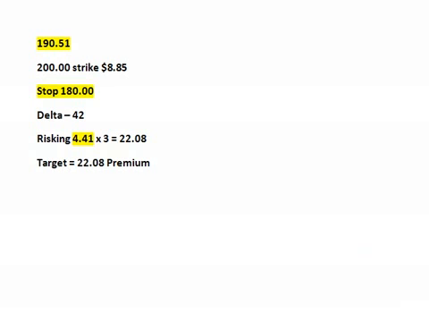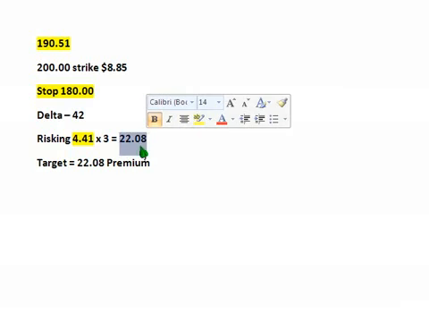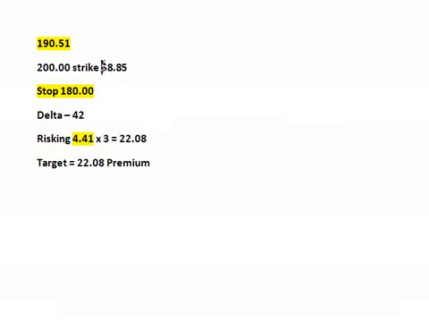If we take 4.41 and multiply that times 3, we get 13.23. Okay, not 22.08, we get 13.23. But if we take that 13.23 and add it to the premium of 8.85, we get 22.08. So our target is 22.08 on the premium. That means when this premium hits 22.08, we get out. The only other way we get out is if we hit our stop at 180, which means we will have lost 4.41, which is about 50%, almost exactly.